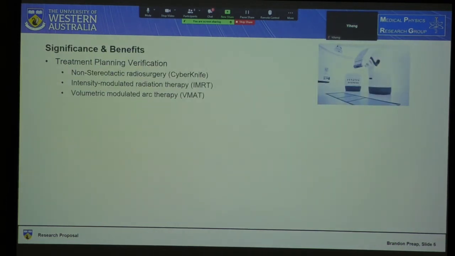So the main significance and benefit is that it's very good for treatment planning verification, so for CyberKnife, IMRT, and VMAT.